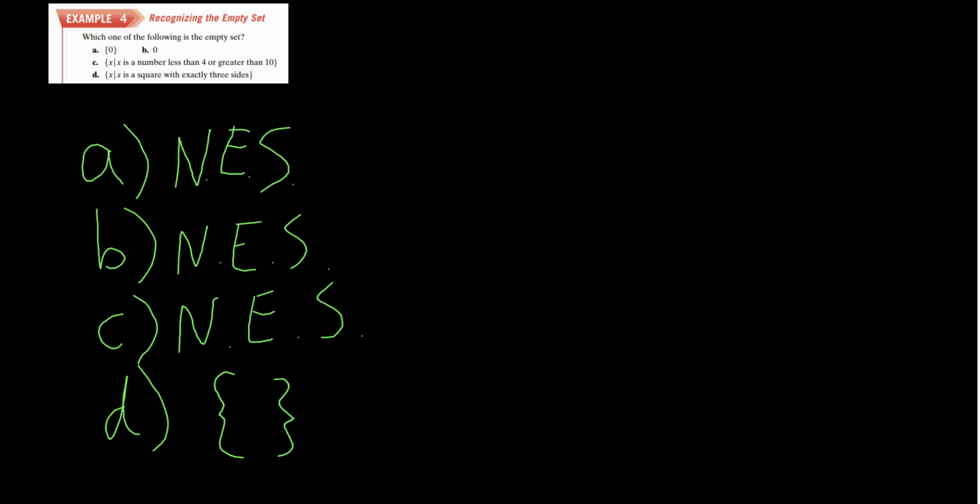So just to give you an idea of looking at the different notations, okay, A, again, the notation being the set just contains the number 0. B is not even representing a set. C, you had to kind of think about it, but D is very obvious that it is indeed the empty set because there are no squares with exactly 3 sides.